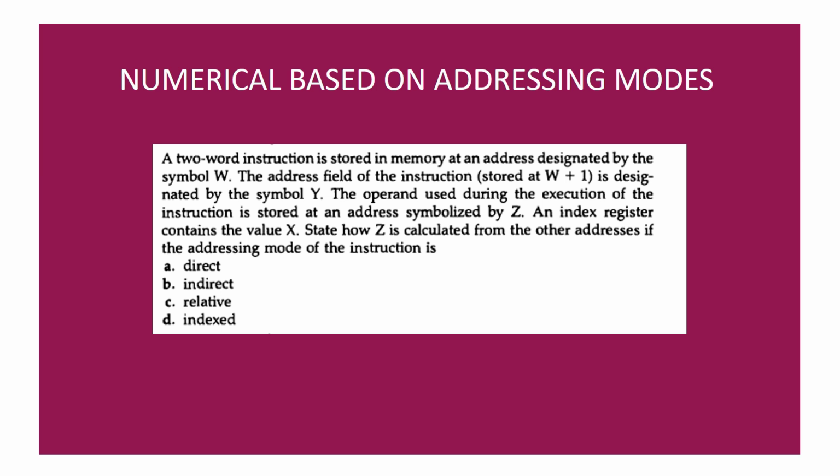Now there is another numerical. A 2-word instruction is stored in memory at an address designated by the symbol W. The address field of the instruction is stored at W plus 1, designated by the symbol Y. The operand used during the execution of the instruction is stored at an address symbolized by Z. An index register contains value X. State how Z is calculated from the other addresses if the addressing modes are A, B, C and D.